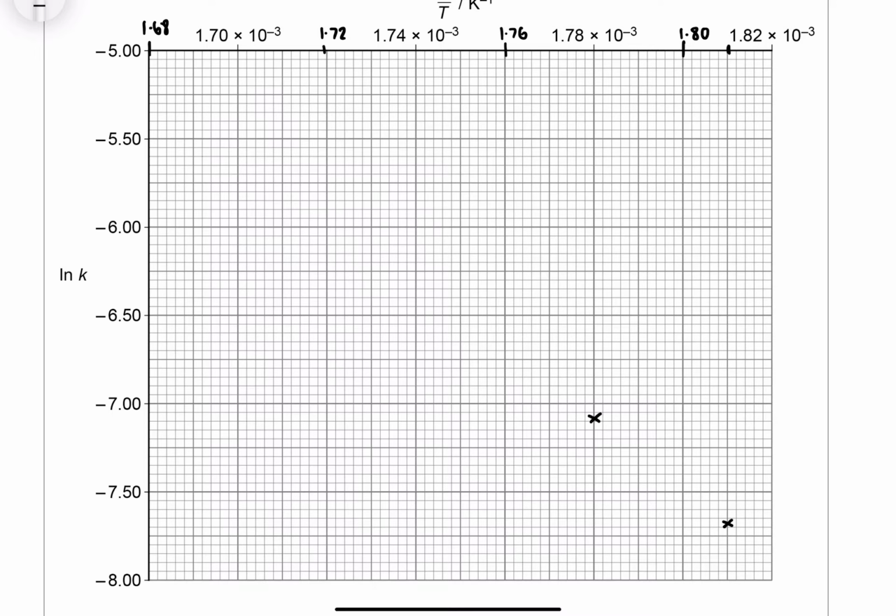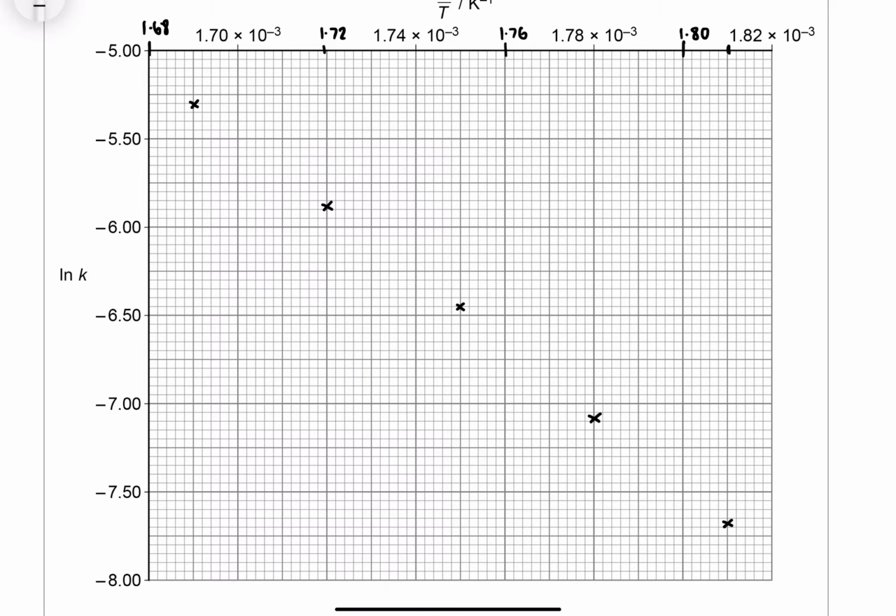Our next is the values that we filled in, so 1.75 and minus 6.46. Then we've got 1.72 and minus 5.88. And then we've got minus 5.3 with 1.69. We've plotted all our points.